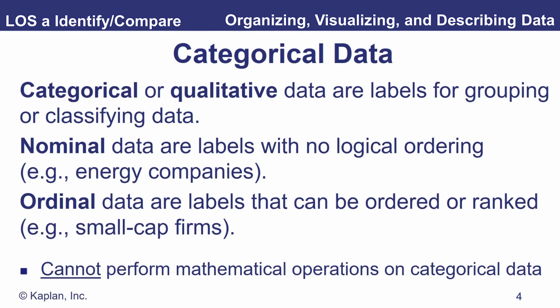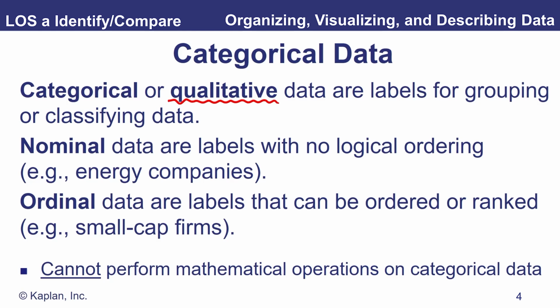Now that contrasts with our categorical data. Now, categorical data is qualitative data. Okay, so it has some quality, but it's not numerical. Now, the issue is you cannot perform mathematical operations on categorical data. So really with our categorical data, what we're trying to do is come up with labels for grouping or classifying data by some characteristic. Now, nominal data just means our labels have no logical ordering.